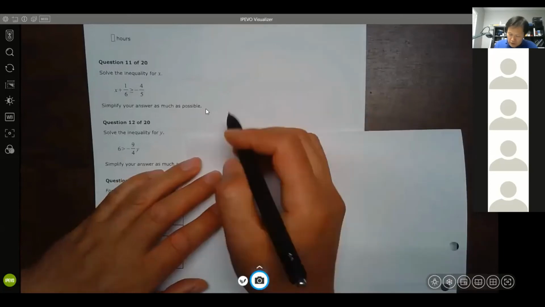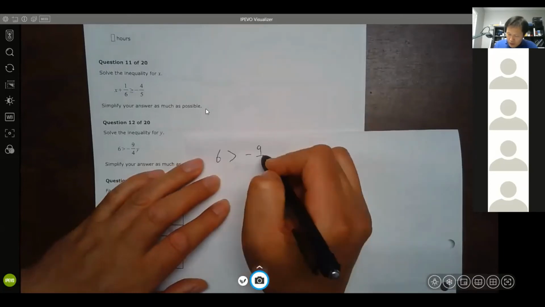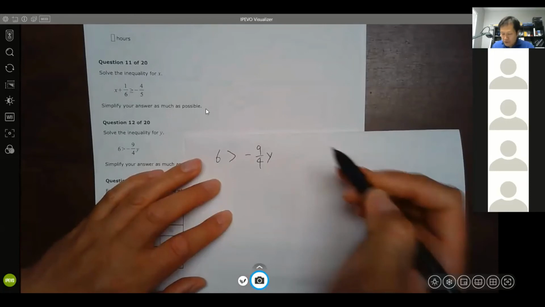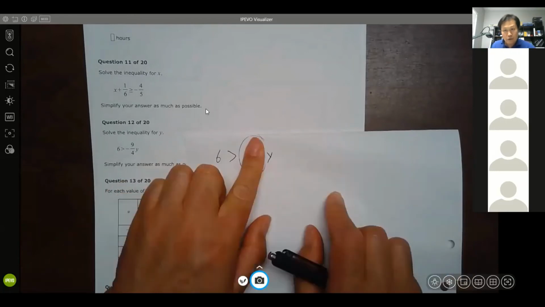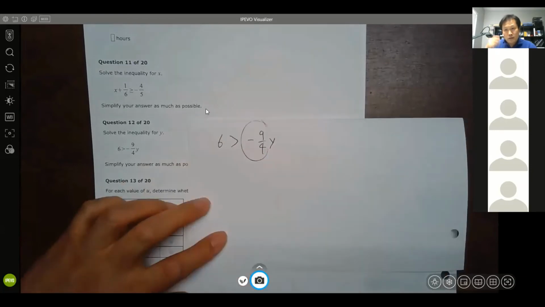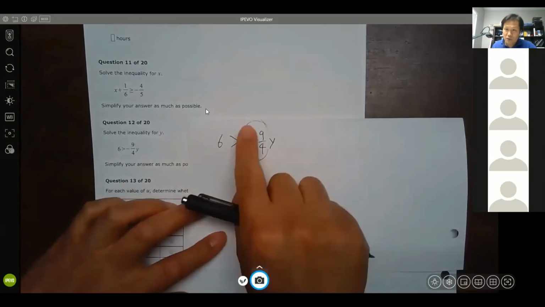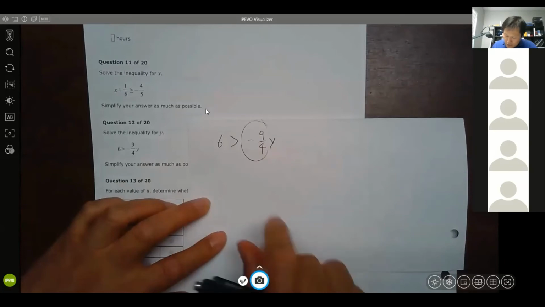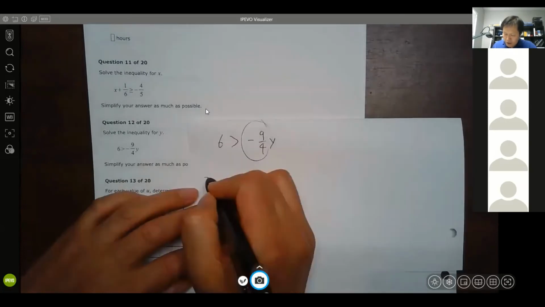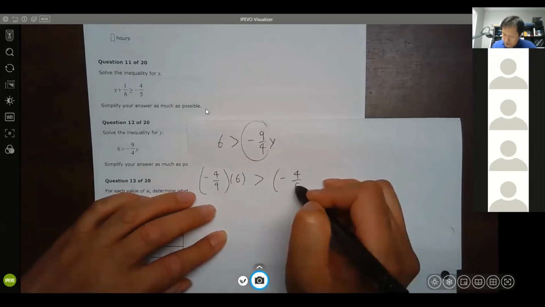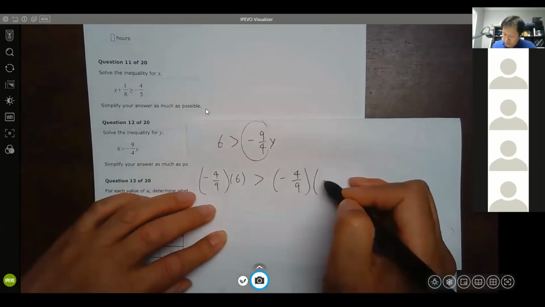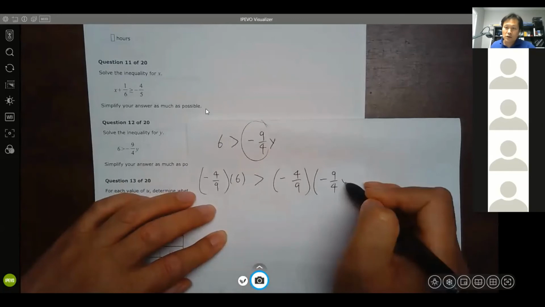So 6 is greater than minus 9/4 y. You're solving for y. You have to get rid of this minus 9/4. You want y to be by itself. How do you get rid of it? One way is to multiply by the reciprocal on both sides. So flip that thing, which is minus 4/9. Multiply by that on both sides. Minus 4/9 times minus 9/4. Right here.